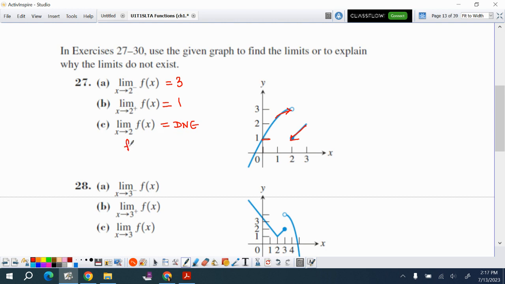But if I ask what is f of 2, for that part you must look at the closed circle. What value does the closed circle have? And f of 2 is 1. This is the jump discontinuity.